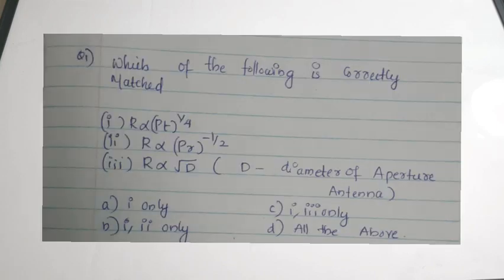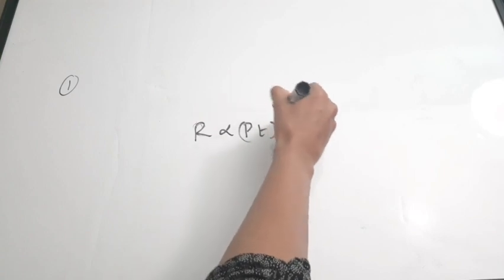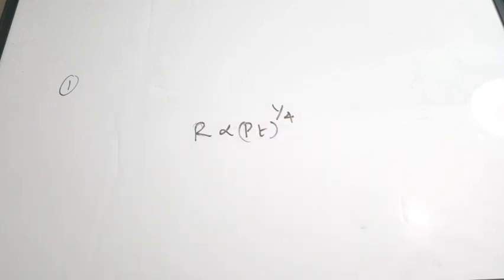So the first question, you can see the question on board. Which of the following is correctly matched? Option 1, R is proportional to PT raised to 1 by 4. R is the range, and PT is the transmitted power. If you know the equation of the range of a radar, I'll write the equation first so that it is easy to figure out the relation between the variables.